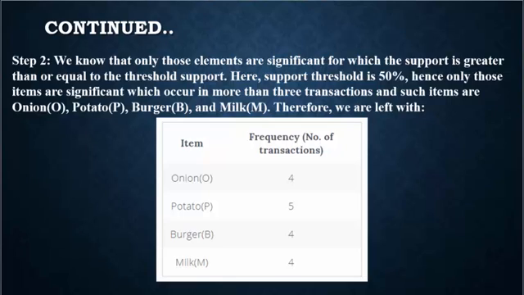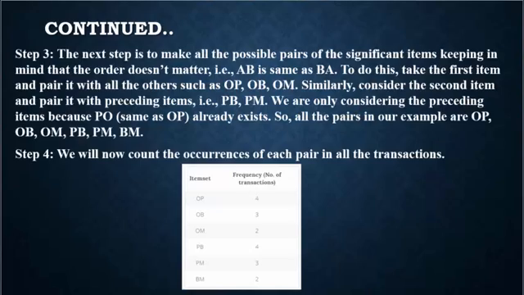Step 2: we know that only those elements are significant for which the support is greater than or equal to the threshold support. Here, the support threshold is 50%. Hence, only those items are significant which occur in more than 3 transactions, and such items are onion, potato, burger, and milk. Therefore, we are left with onion, potato, burger, and milk because of the 50% support threshold that we set.